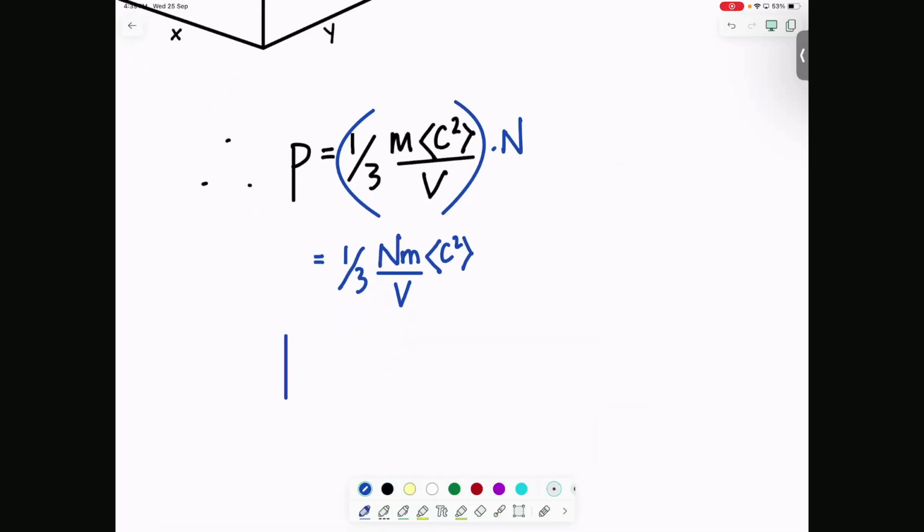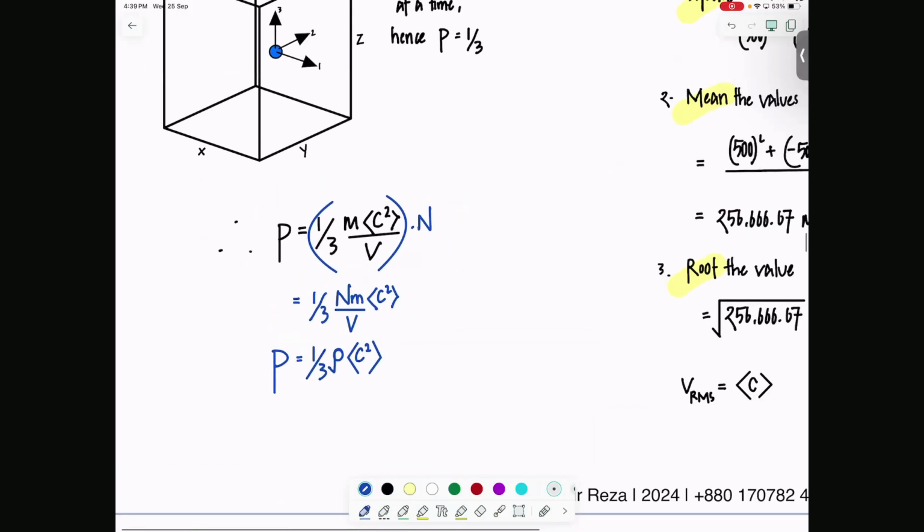So eventually, this is the final equation. 1/3 rho c square. Okay, so that's the formula. It could be handy in gas laws. You can actually find the speed of your particles by just knowing what the pressure of the atmosphere is.